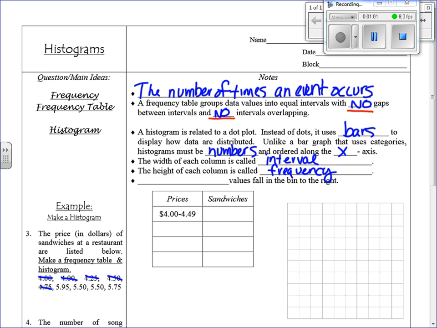The width of each column is called its interval. The height of each column is called its frequency.